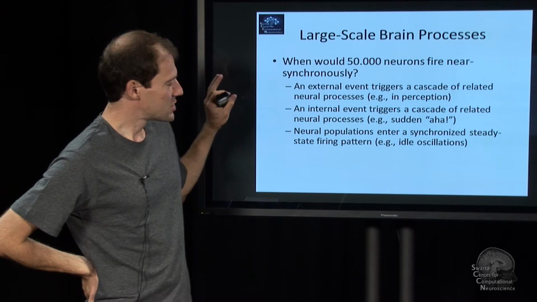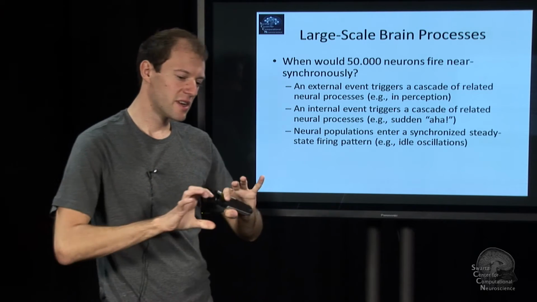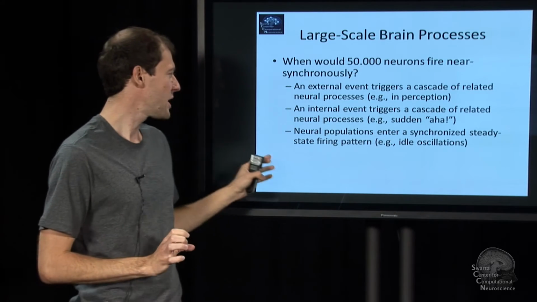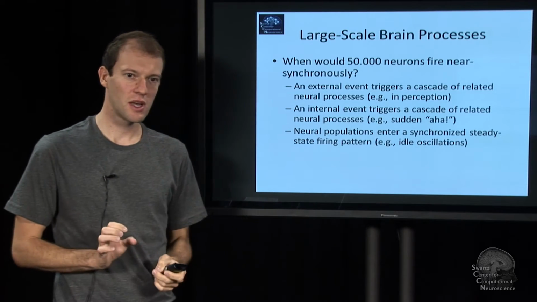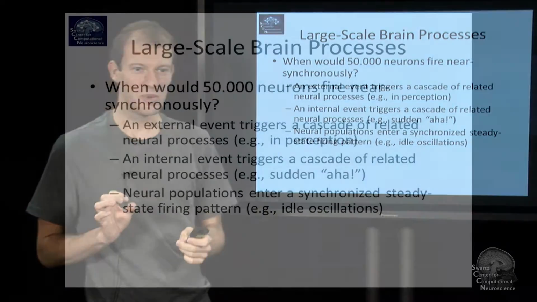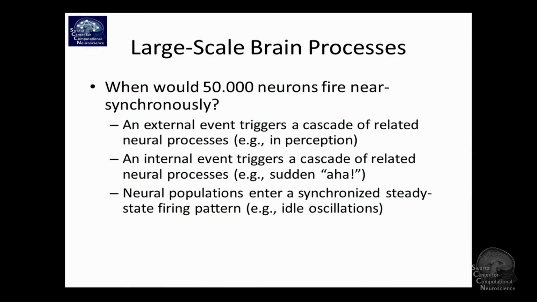And there's something that's fundamentally different than that, and that is neuropopulations that happen to be synchronized because they synchronized themselves with each other into a kind of steady state firing pattern. And that can be because there's a mechanism in the brain that gives rise to this kind of firing synchronization, or, ultimately there has to be a mechanism.